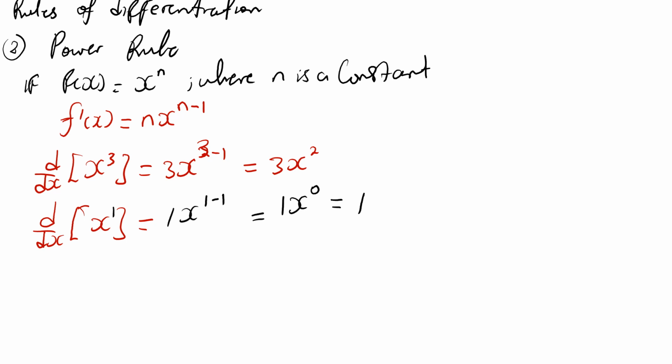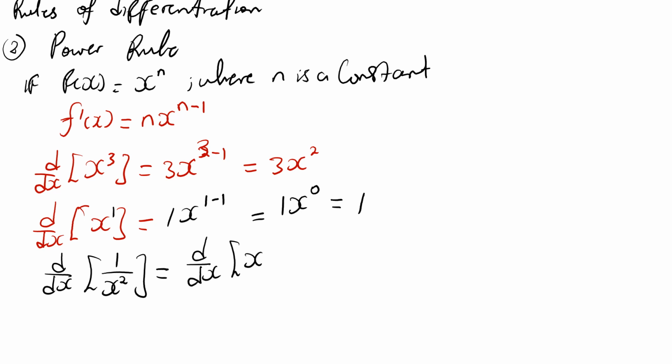Then again, let's differentiate 1 over x squared. Before we can differentiate, you must make sure that your term or variable is in exponential form. When it's like this, we can't differentiate. We need to write it in exponential form according to the power rule, so it will be x to the exponent of -2. We only apply the power rule when it is in this form. When it's not like this, we are not going to apply the power rule.